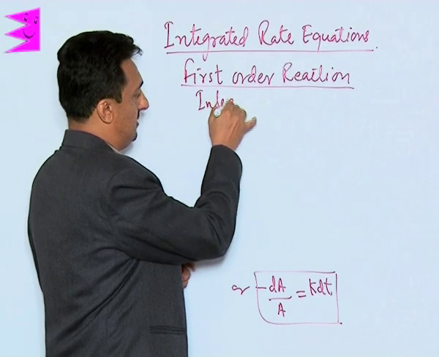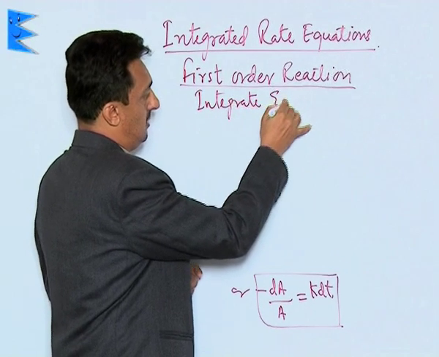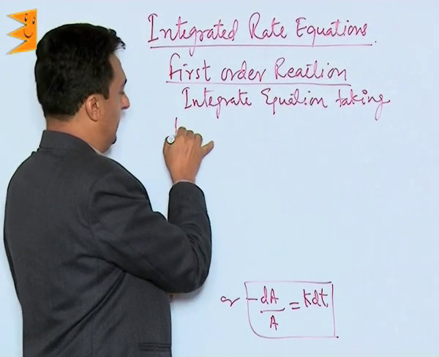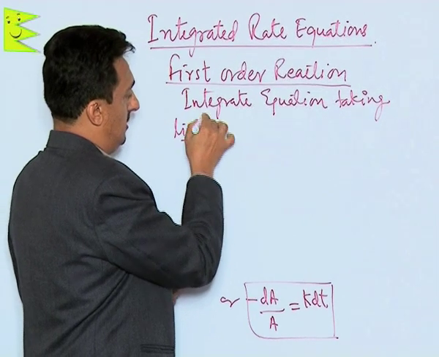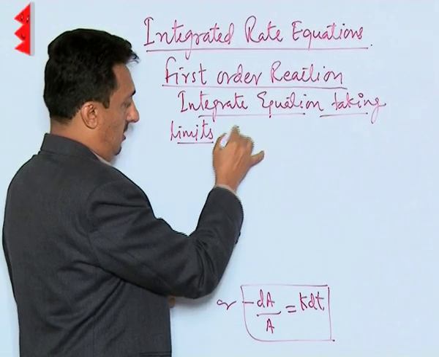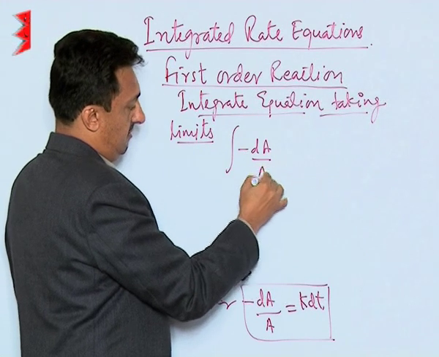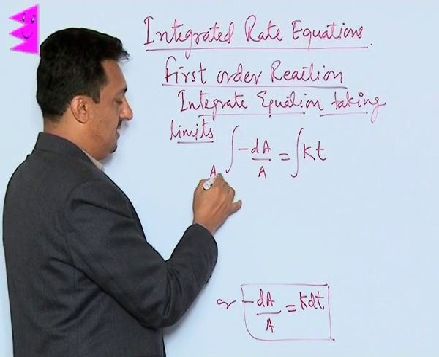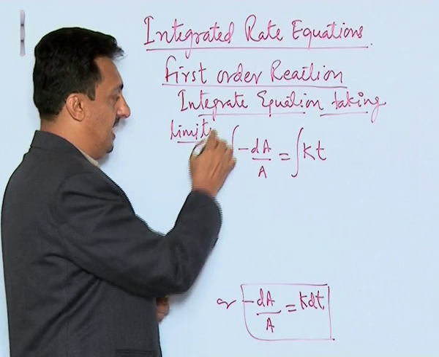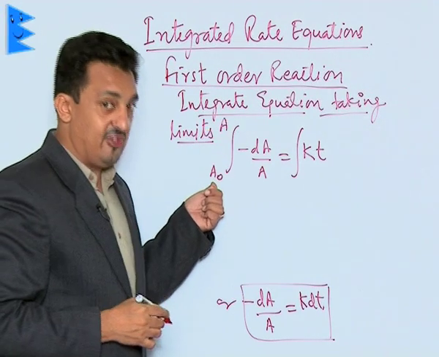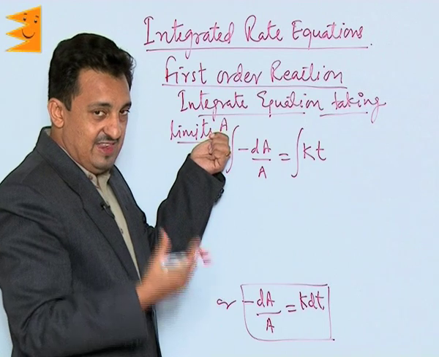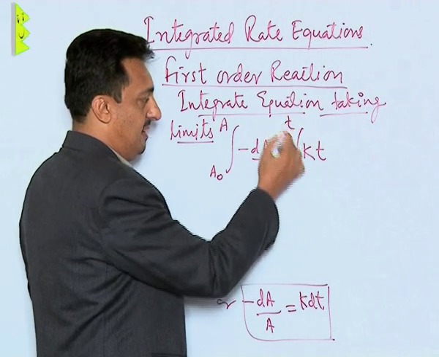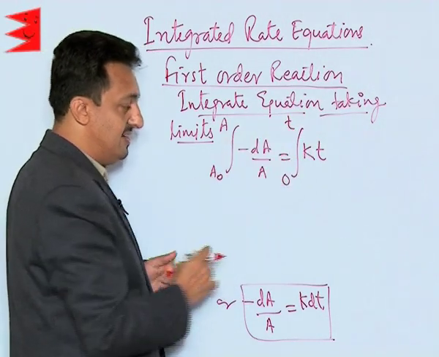Now integrate the equation taking limits. So minus dA by A is equal to K dt. The limits taken on the left hand side will be A naught to A, where we know A naught is the initial concentration and A is the amount of the reactant A left at time t. So initial time is 0 and the time is taken as t. So this is how we will integrate with these limits.